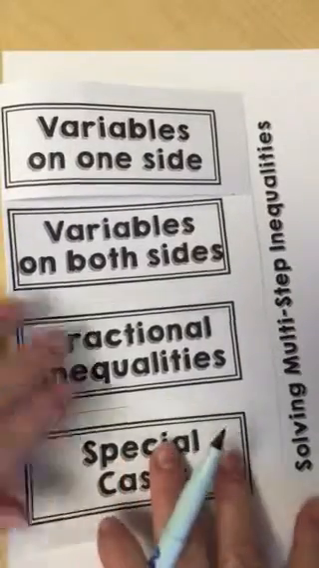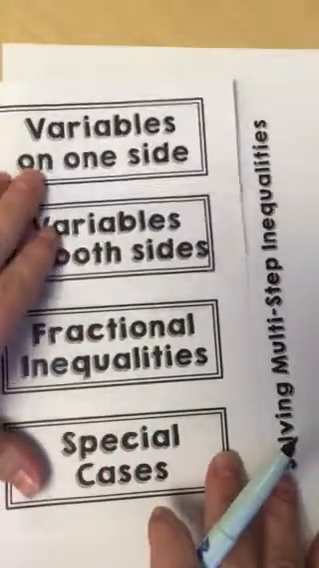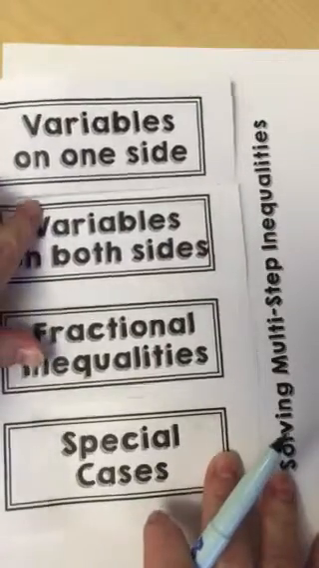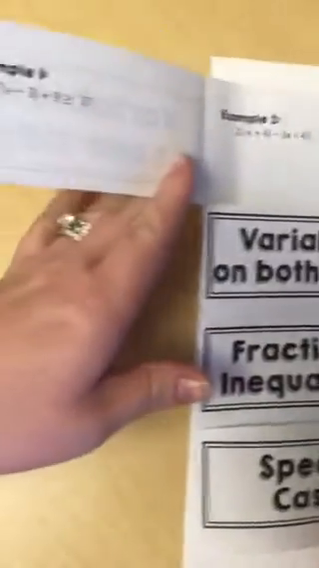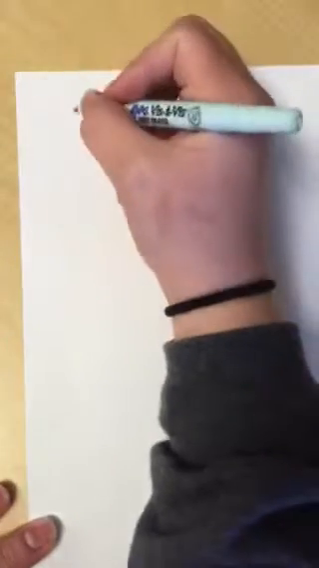Okay, so the substitute should have given you this nice little foldable that I made for each one of you, and we're going to do each one of the flaps. We're going to start up here at the top of the first flap where it says variables on one side, and you flip it open, there's two problems. When you flip it open, one says example 1, this one right here, we're going to do this one first. You can write right on your foldable. I'm just doing it on big white paper so I can write nice and big so you can see it.